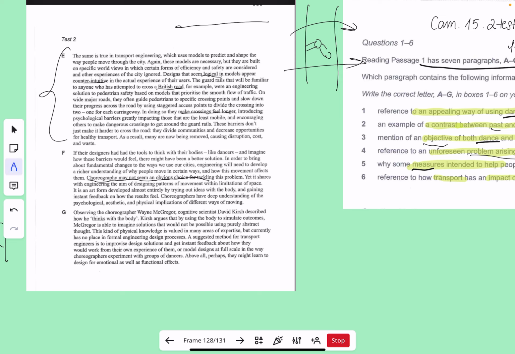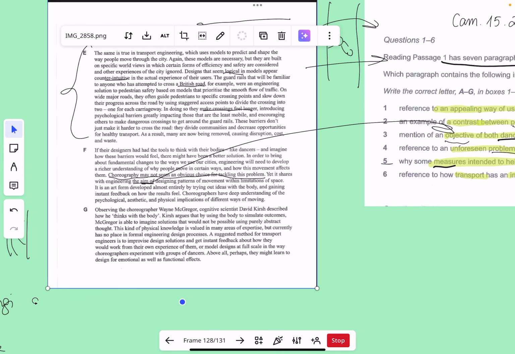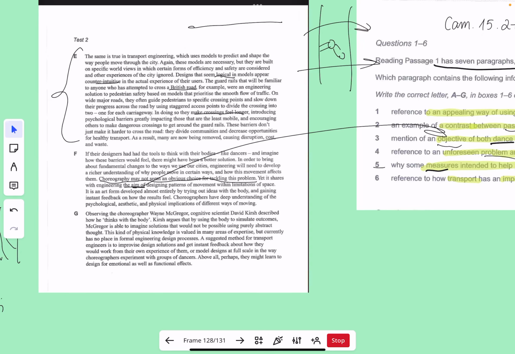Choreography may not seem an obvious choice for tackling their problem, yet it shares the engineering aim of designing patterns of movement within the limitation of space. Aim comes from objective. The measures.